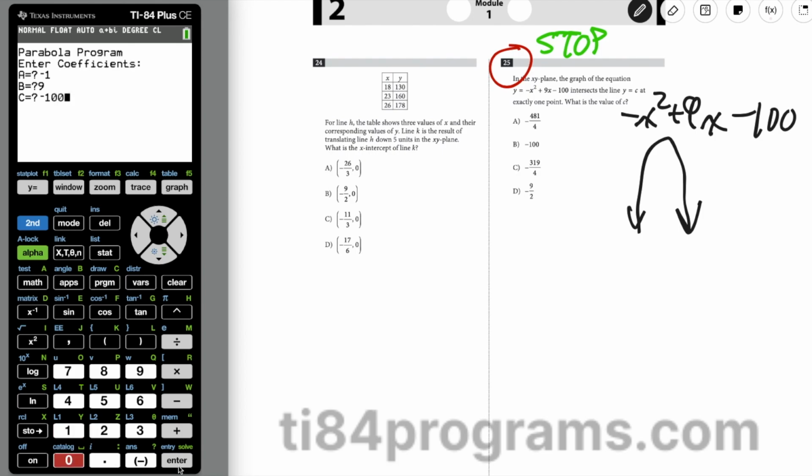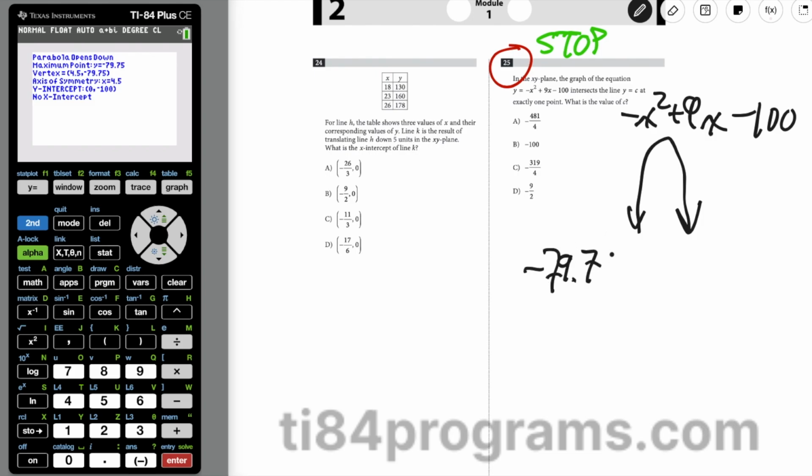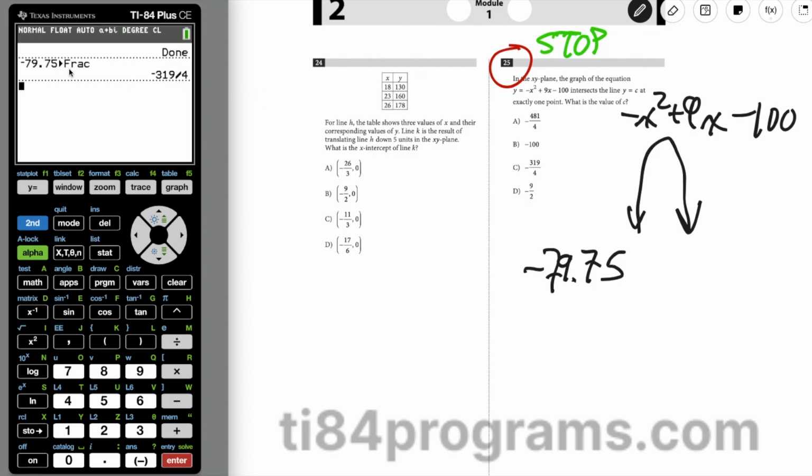Again, that negative key coming in handy today. And then it looks like the max point is negative 79.75. And then let me show you a trick here. Now you could plug all these in, but you could do this. Watch, negative 79.75, and then press math, enter, enter. Check it out, negative 319 over 4. You probably didn't know you could do fractions on this calculator. Fancy, fancy, look at me.